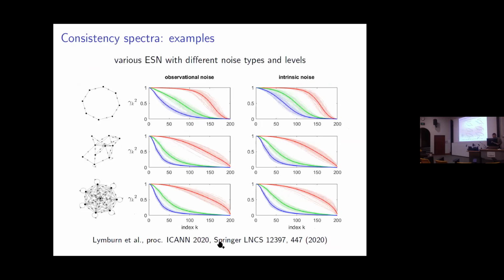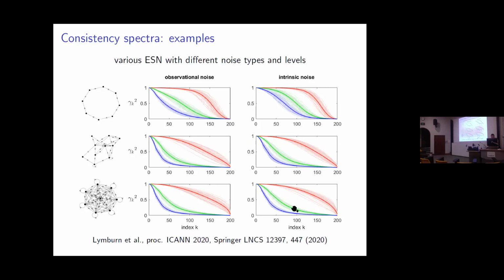Here's an example of how they look. That's something that we also got recently published in a conference paper that Thomas unfortunately wasn't able to attend in person. It would have been the ICANN conference in Bratislava, but nevertheless, they decided to publish the conference proceedings. So here we have, just for 3 different types of reservoir networks, these consistency spectra or consistency profiles for different levels of observational or intrinsic noise.